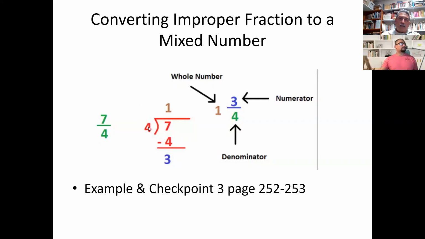Let's go back. Same thing that they did here. They took 7 divided by 4. 4 goes into 7 one time. 7 minus 4 is 3. So the remainder becomes the numerator. The denominator is the same. And your quotient is your integer, the whole number.